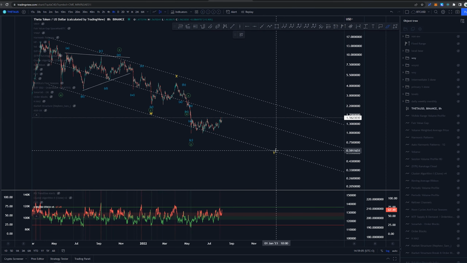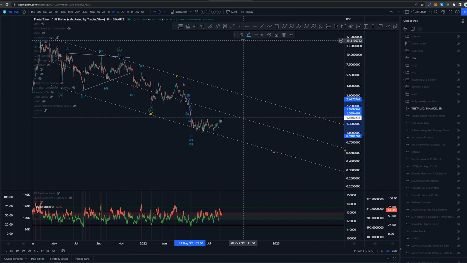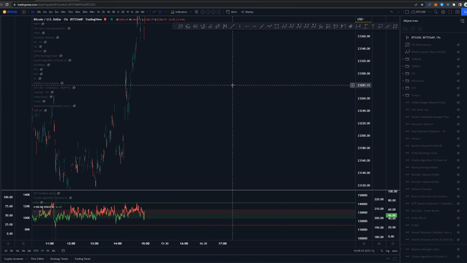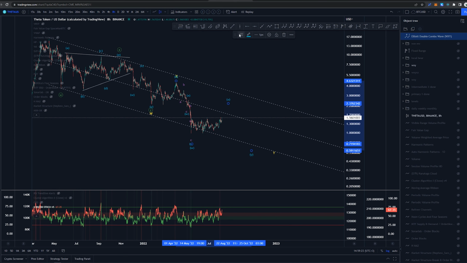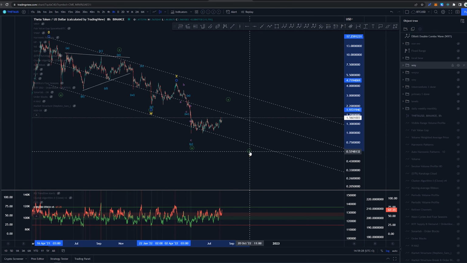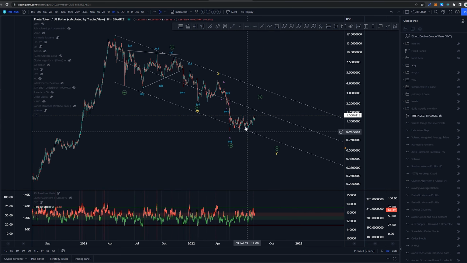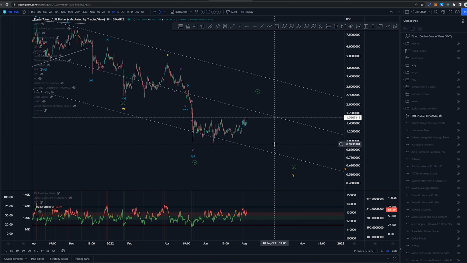I don't see us having, actually these are wrong degrees, my bad. This should be sub-minute, sub-minute, sub-minute. So this indeed would be either W, X and Y or something else, or an ABC structure as a flat. But this would expect one more low as well. I don't see any bullish movement here at all. So unfortunately for the bulls out there, this is not going to be it.